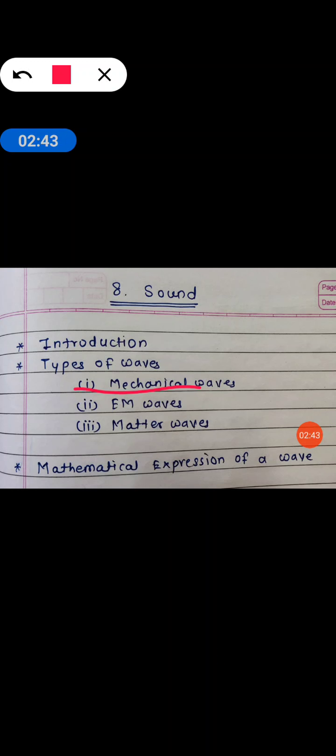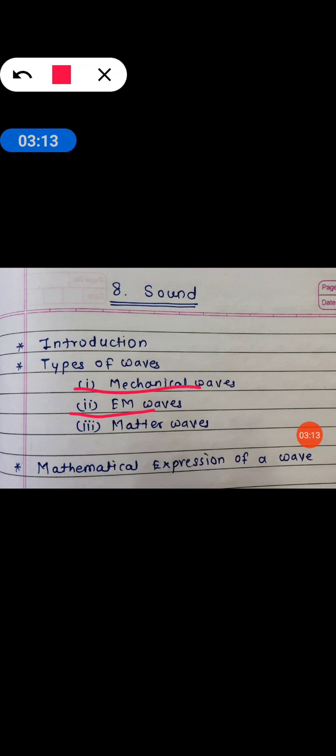For example, water waves, waves along a straight string, and sound waves are mechanical waves which require a material medium for propagation. Water waves are the common example. Waves along a straight string are also a common example. So these are the mechanical waves. Then the second type is electromagnetic waves.